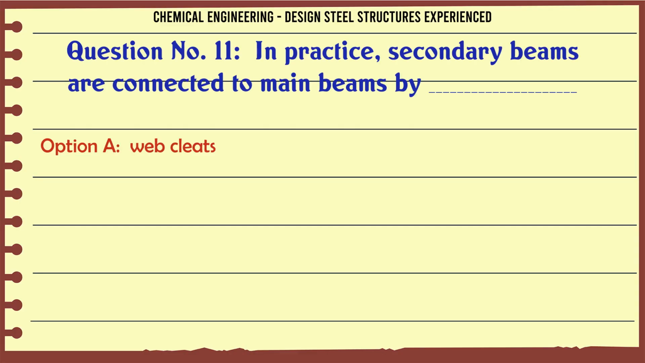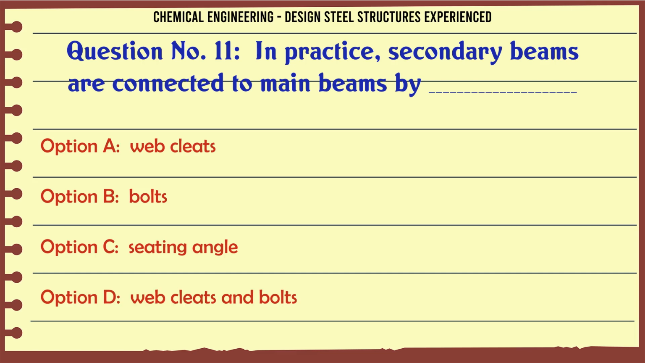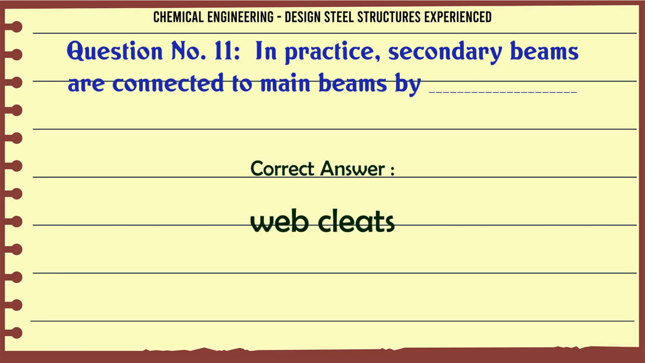In practice, secondary beams are connected to main beams by: A. Web cleats. B. Bolts. C. Seating angle. D. Web cleats and bolts. The correct answer is web cleats.